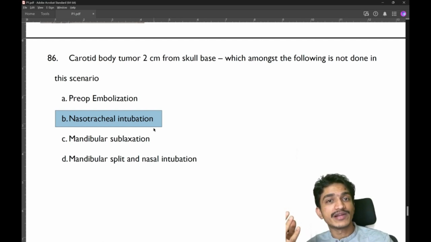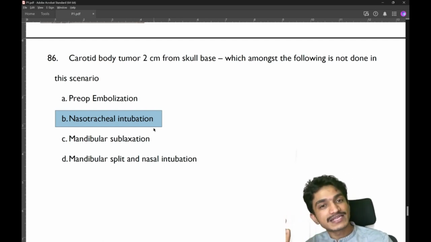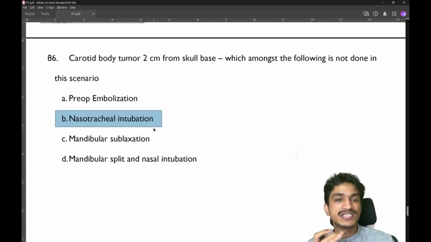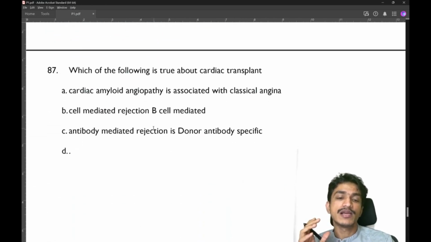I could not find anywhere in our literature, so I needed to go and search the articles, and I found a case report and everything. So this is what I think, that in this case the answer should be nasotracheal intubation is not done, because while doing the maneuvering you may injure the tumor, which is highly vascular. So in this, answer should be nasotracheal intubation.